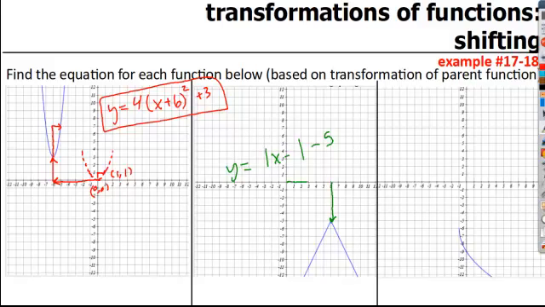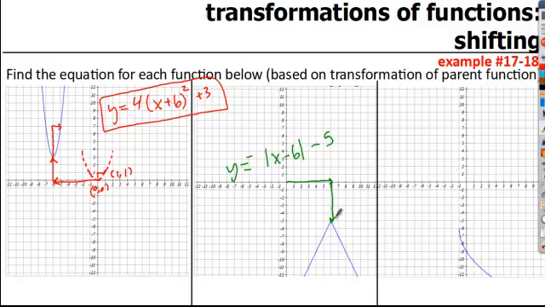My horizontal shift gets moved to the right 6 units, which represents x minus 6. Again, it's a value of 6, so I just plug it directly into that sort of template. Am I going to have a negative in front of this? Yeah, my normal graph opened up. This one's opening down, so I'm going to have a negative in front.